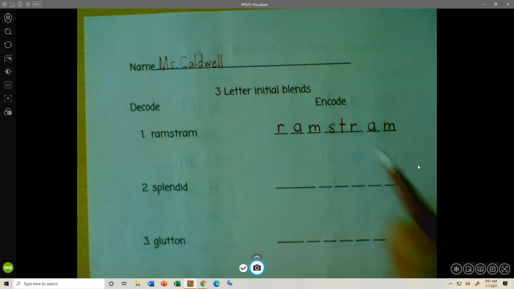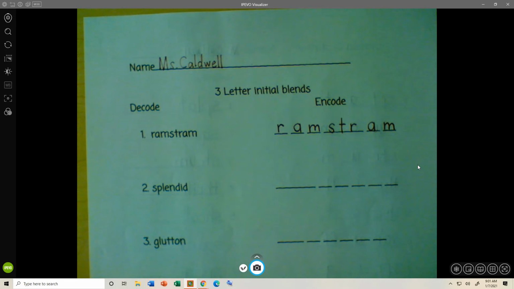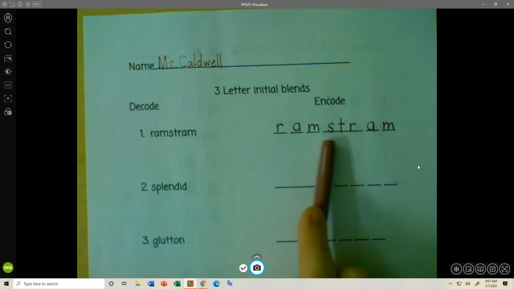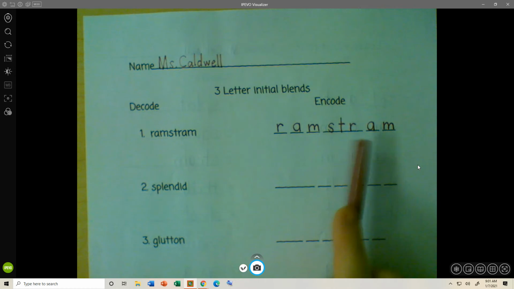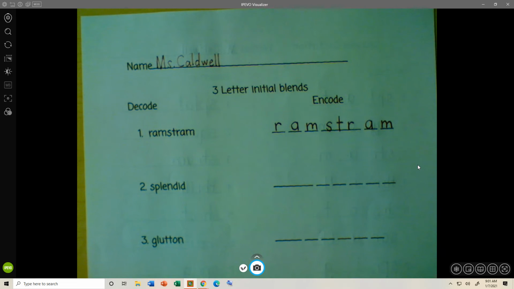Okay? Notice that there's this big long line. That's because we have a 3-letter blend. Okay? So we have little line, little line, little line. Those are for 1 letter each. And then we got a big one. So we have str on the big line, and then a little line, little line.